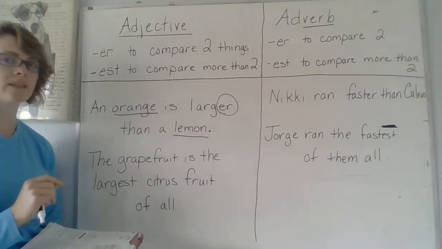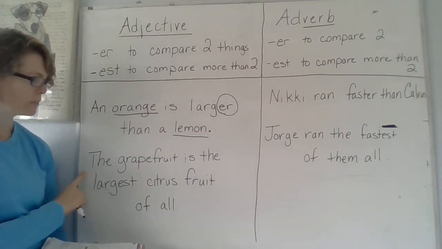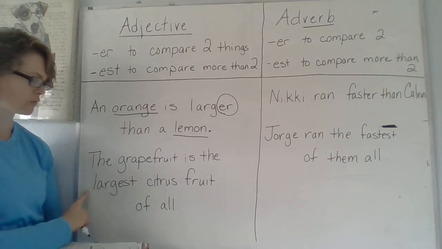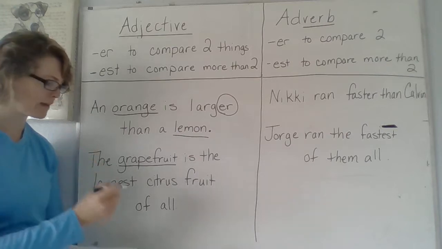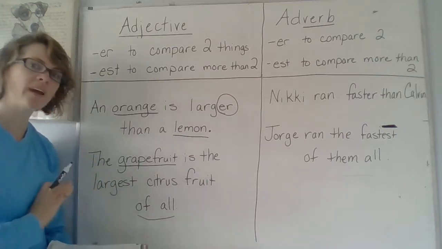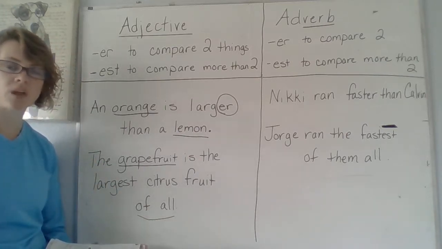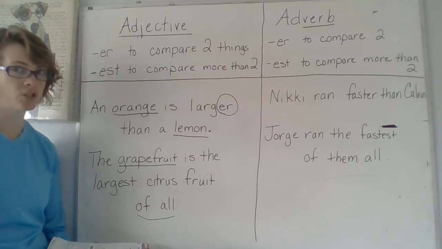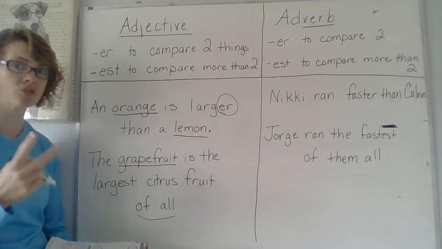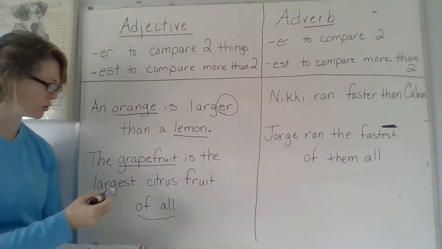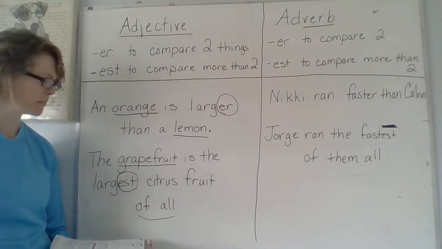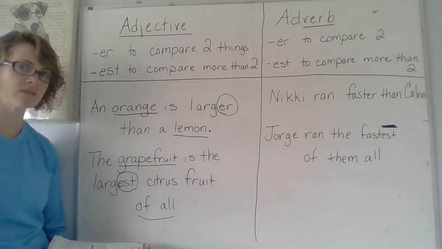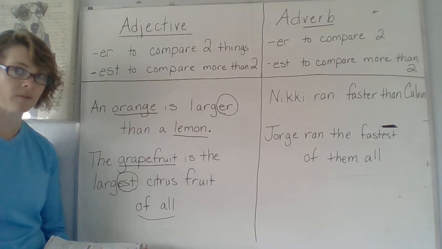Let's try it when there's more than two. The grapefruit is the largest citrus fruit of all. Here I'm comparing a grapefruit, that's one thing, but I'm comparing it to every other citrus fruit that there is. That's a lot more than two. So I can't just use er. That's what I use when there's just two. Since there's more than two, I'm going to use est on the end of large. The grapefruit is the largest citrus fruit of all.